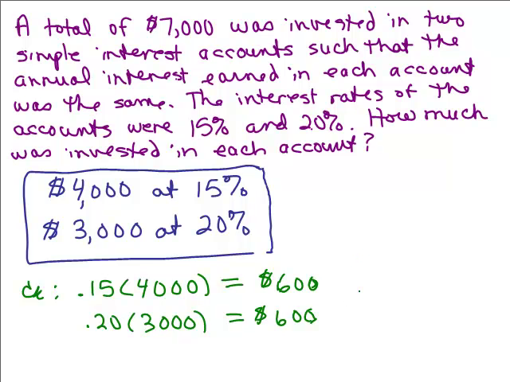Now, what did it say? I wanted to make sure the annual interest earned in each account was the same, and yeah, it did come out the same. So this is the correct answer, $4,000 at 15% and $3,000 at 20%. So this is a way to do this problem using one variable.